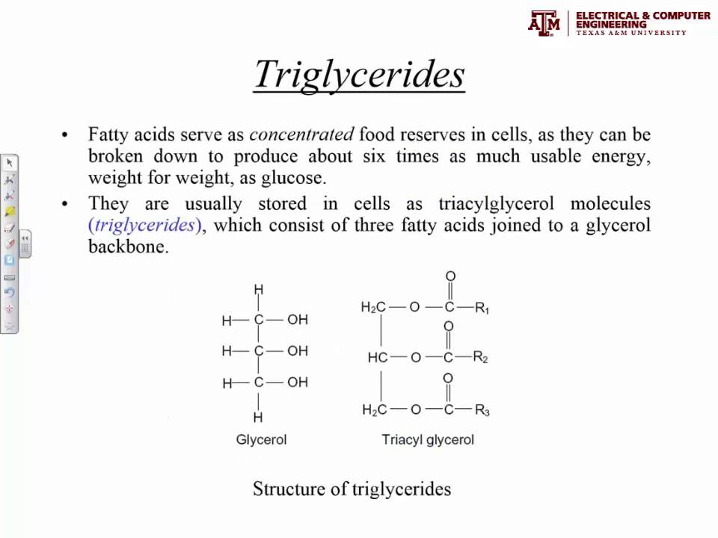Now, how are fatty acids stored in the body? Okay, because usually, as I said, if you have excess of energy, that's going to get stored as fat, right, in the body. Right. Now, fatty acids serve as concentrated food reserves in cells, as they can be broken down to produce about 6 times as much usable energy weight for weight as glucose. Okay, so this is really compact storage, right?